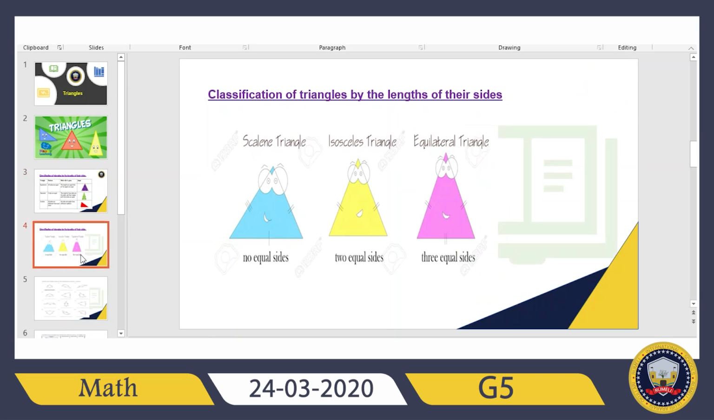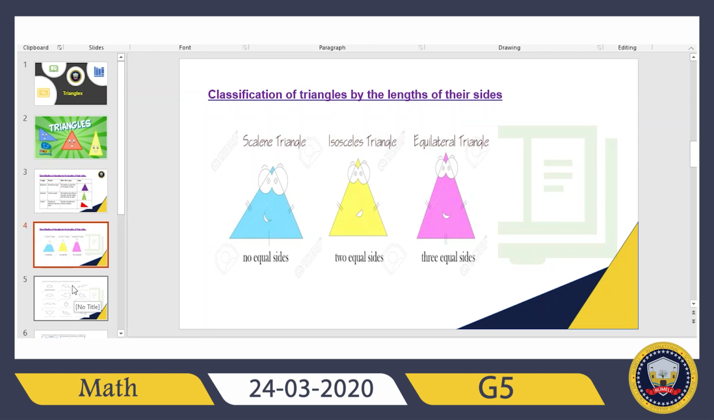Here is another example: equilateral, three sides equal, all the sides are equal. Isosceles, only two sides are equal. This is 5 centimeters and this might be 5 centimeters, but the third side may be equal to 4 centimeters. The scalene, no equal sides, all sides are different in their measures.